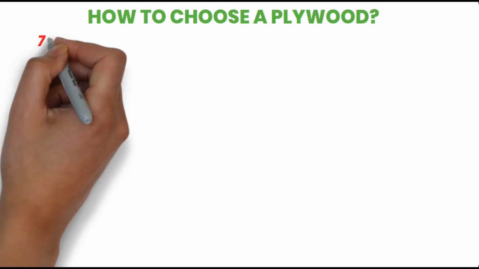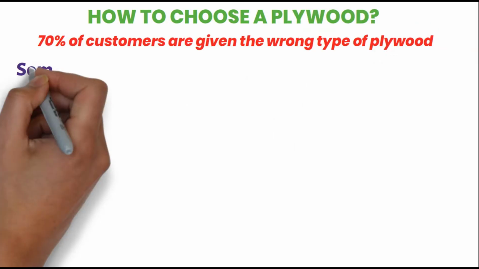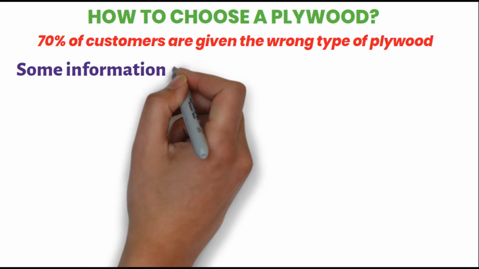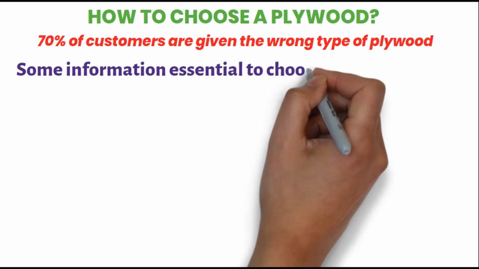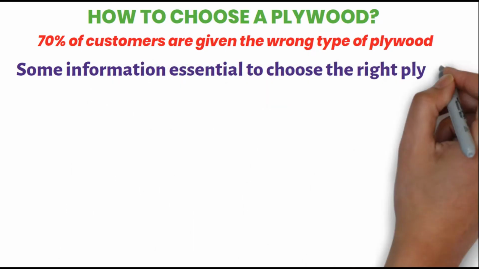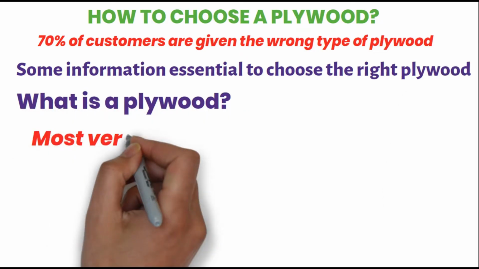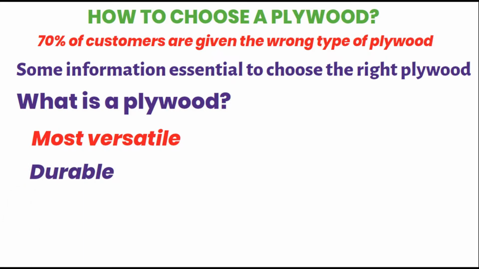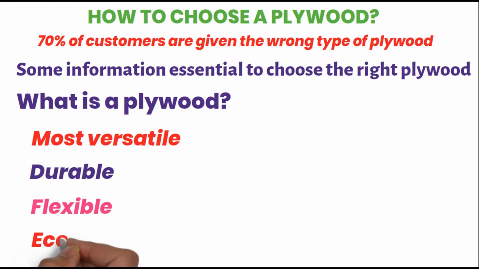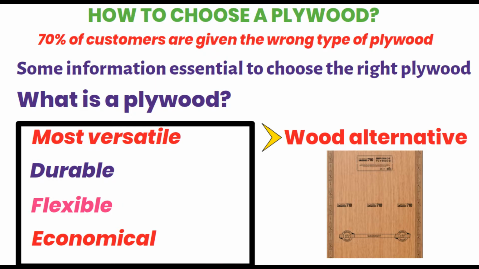How to choose a plywood? 70% of customers are given the wrong type of plywood. And this particular section is about some information essential to choose the right quality and type of plywood. What is a plywood? Plywood is a most versatile, durable, flexible and economical wood alternative.